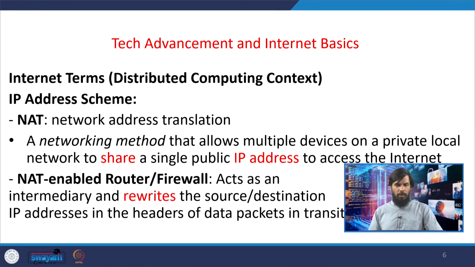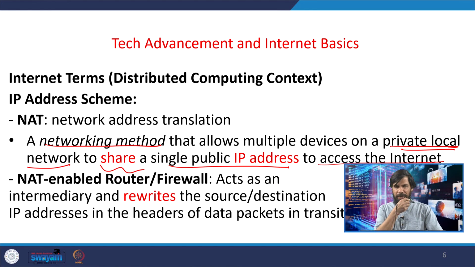Now, NAT or network address translation is actually a networking method that allows multiple devices on a private local network to share a single IP address to access the internet. The same thing that we talked about. So, NAT plays that role, and as is suggested by its name, network address translation, right. Now, the NAT enabled router or firewall would actually act as an intermediary here. So, they would be doing this translation part. They will enable the sharing part.